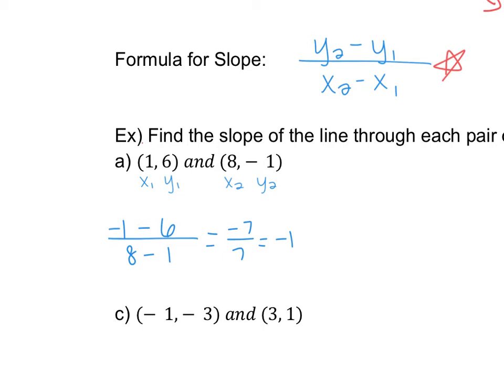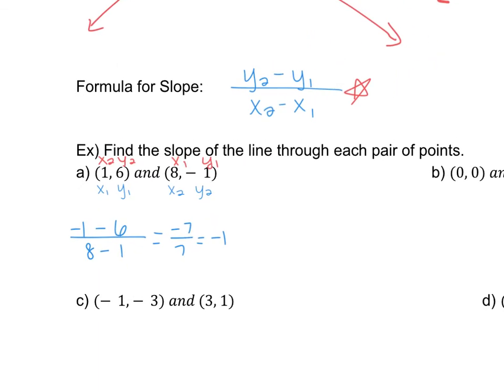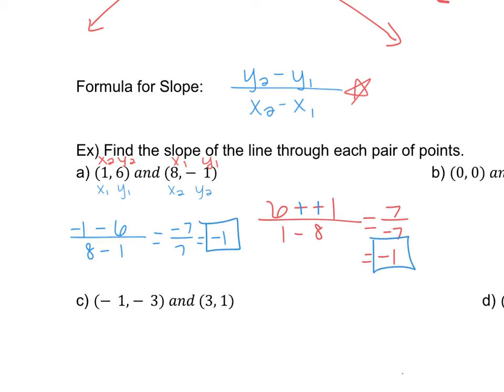Okay, let's do it the other way, and I'll call this x2, y2, x1, y1, and I'll show you that you still get the same answer. So we do our y2 first, so 6 minus -1, because that's what our y1 is, over x2, which is 1, minus 8. So that becomes plus positive, so I have 7 over -7, which also equals -1. Okay, so it doesn't matter as long as you're consistent. Whichever way you see it, work it out, you'll get the same answer.